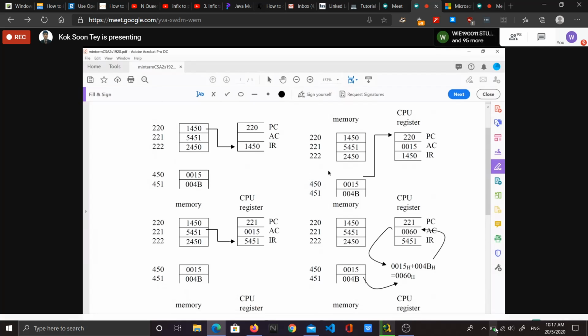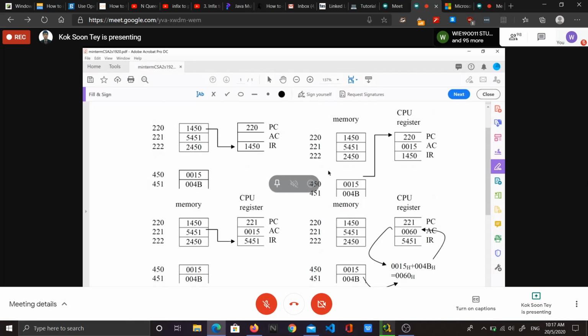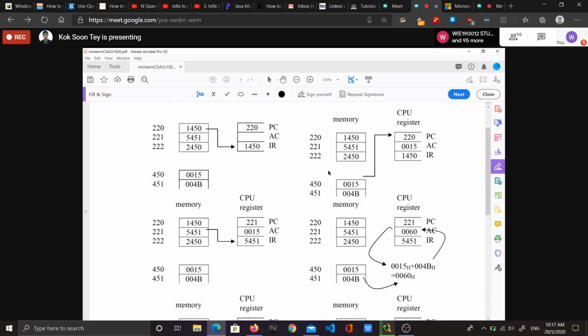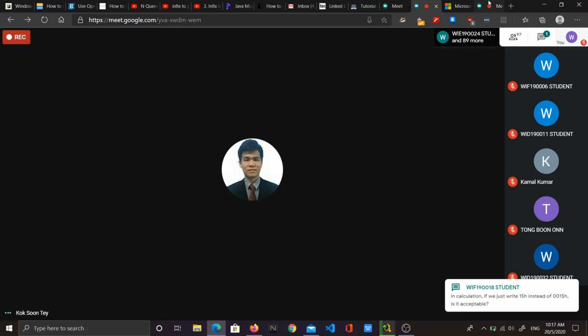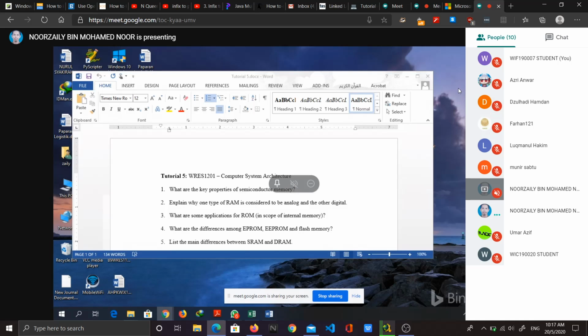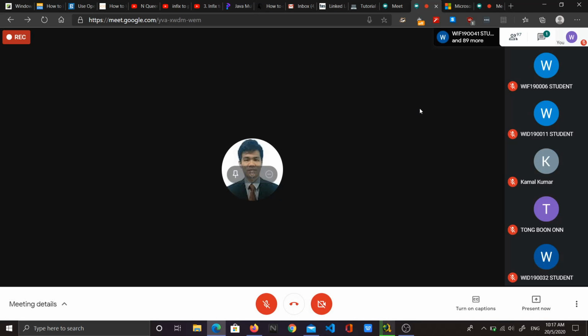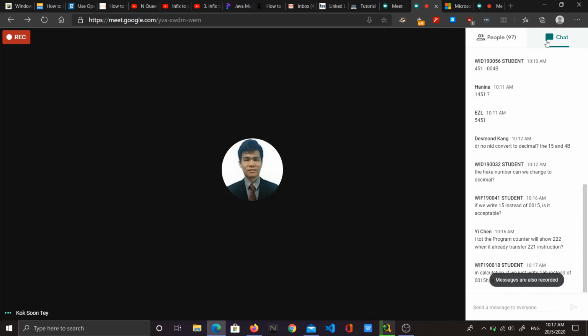Some application for ROM. Anyone? For this one, in the scope of internal memory. Internal memory, not external memory. Anyone? For external memory we have CD-ROM and DVD. That one is a ROM, but that one is external. Internal? The answer is in question number 4. What do they use it for?